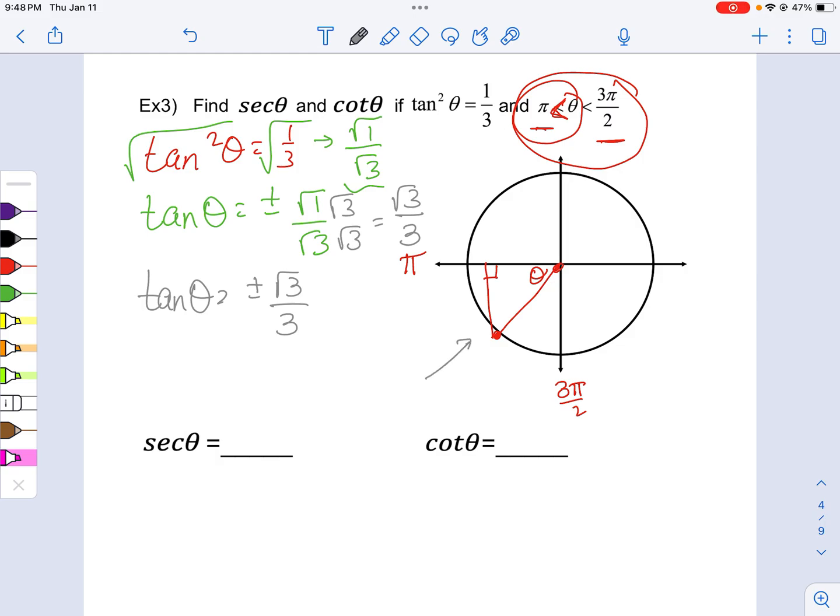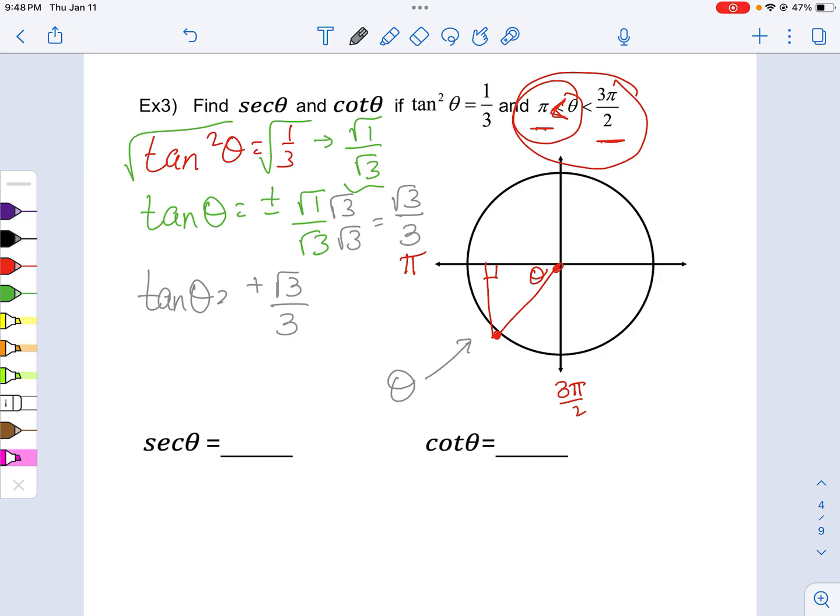Now, technically, though, because my angle, my theta, is in quadrant 3, I know that tangent, right, because all students take, my tangent value has to be positive. So in this situation, we can actually get rid of the negative sign because tangent has to be positive.